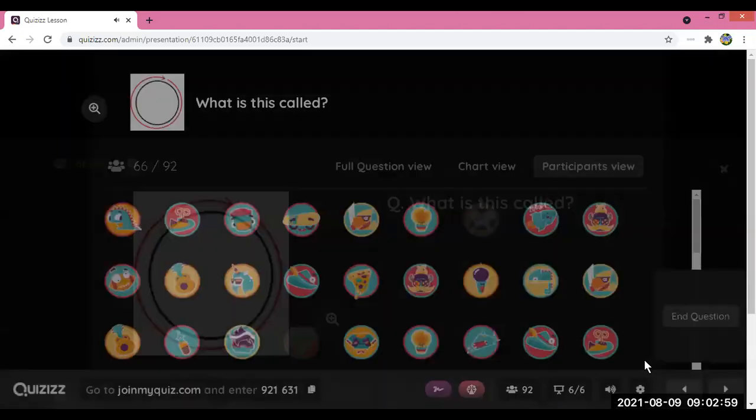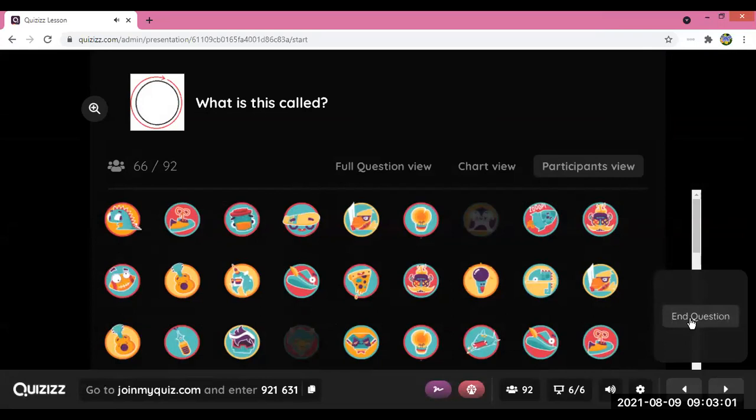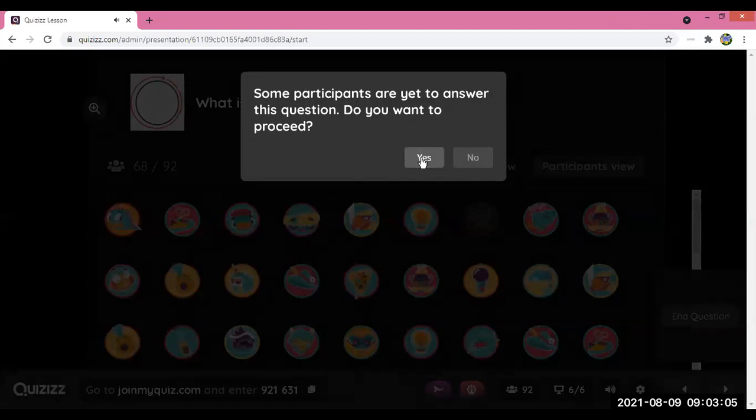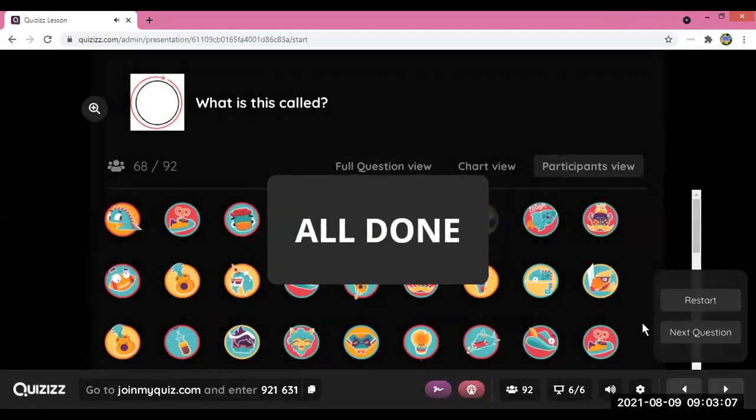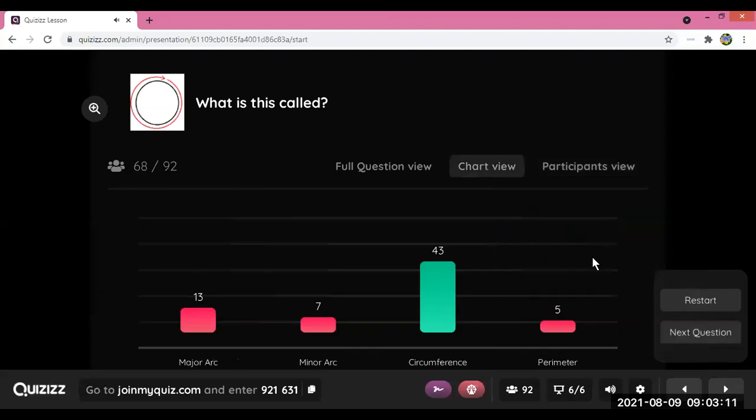Let's see how many of you got it right. 68 of you have already answered. 43 of you got it right. The correct answer is circumference. The boundary, or it is also called the perimeter, but again the specific word is circumference. Perimeter of a circle, the region around the circle, right? The boundary of a circle, that's a circumference.